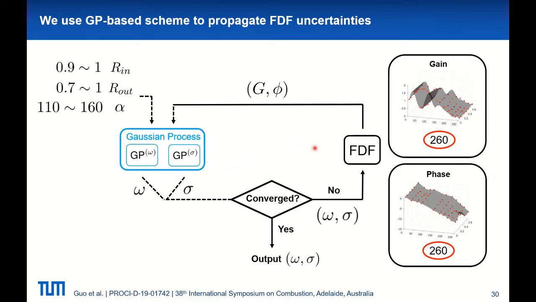So we have 260 uncertain data in FDF gain and 260 uncertain data in FDF phase, plus R in, R out, and alpha, these 3 uncertain acoustic parameters. In total, this is a 523-dimensional UQ problem. Okay, for each sample or realization of FDF, R in, R out, and alpha, we perform this 4 iteration loop 10 times, since we have 10 amplitude levels, to predict limit cycle frequency and amplitude. And in total, we use 20,000 samples to perform Monte Carlo.